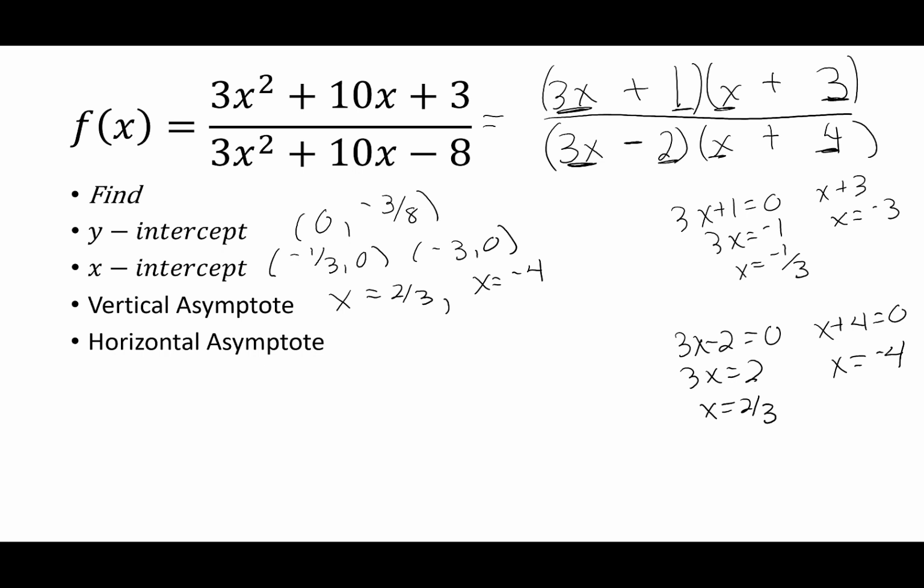The last thing I want is the horizontal asymptote. I'm going to go back to the original format and look at the first terms. So the leading terms, both are x², so I do 3 over 3, which is 1, so I have y = 1 as my horizontal asymptote.